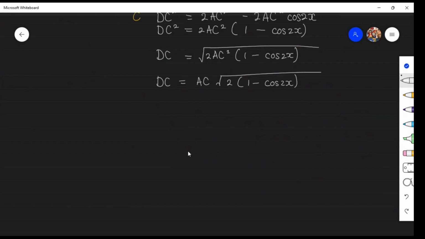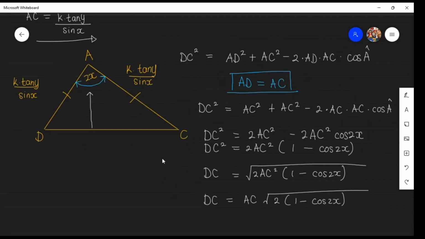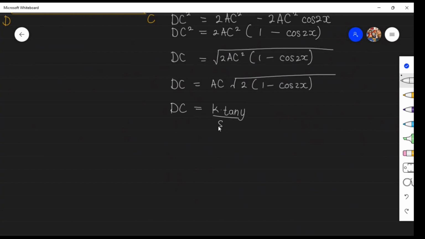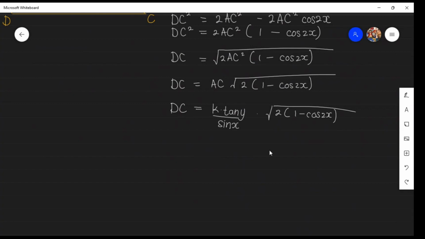So let us now substitute our value of ac. We know our value of ac is k tan y all over sine x. So that is going to be DC equals k times tan of y all over sine x times the square root of 2 into 1 minus cos 2x. Now from here, let us go back and look at what our value of DC was supposed to be, so we have a guide on what we need to do.